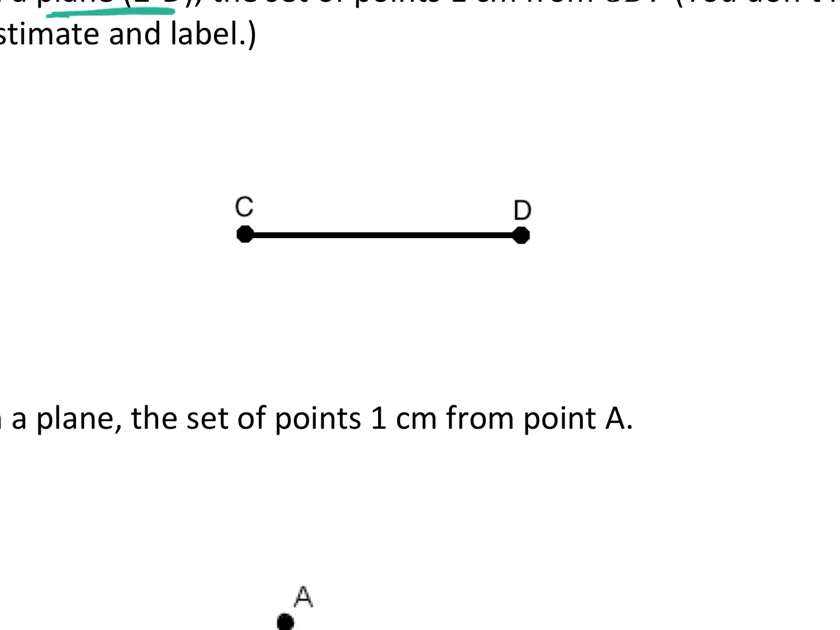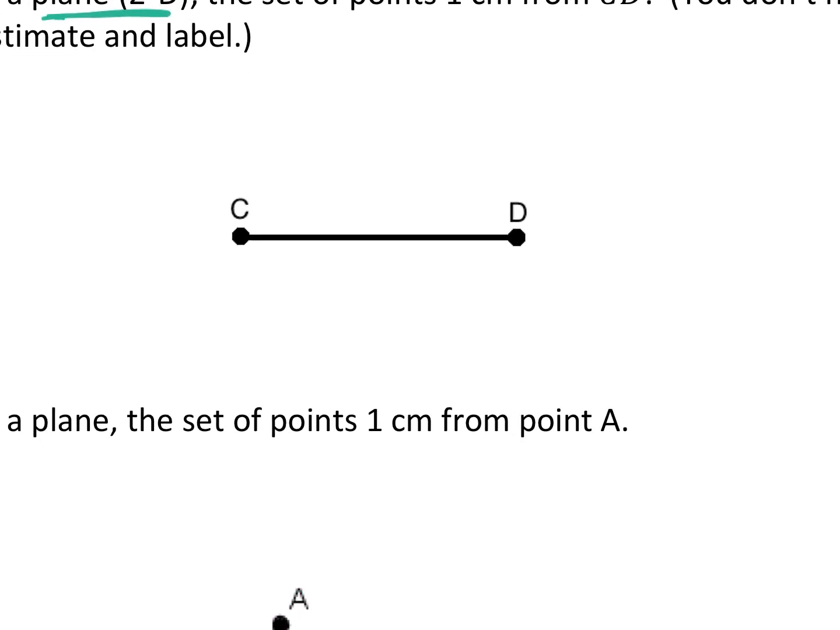So if I'm looking at CD and I think, where could I go that I would be 1 centimeter away from CD? Well, I might go up here, okay? And that would be 1 centimeter. But I could also do that over here, and then I would be here. I could also do it down here, right? And that would be 1 centimeter away. Or I could go right here, and that would be 1 centimeter away. So there's a lot of points that are 1 centimeter away from this segment. What would the figure look like that would be all of those points?